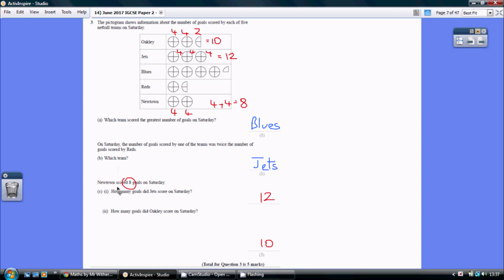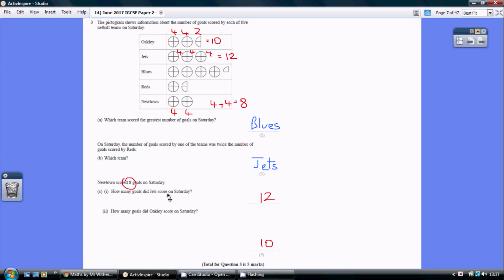Now, we're now told that Newton scored 8 goals on Saturday. So if we look at Newton, and they've scored 8 goals, well, they've got 2 of these pies, so that must mean that each of the pies is worth 4, because we're told that they've scored 8 goals in total, and 8 goals across the 2 pies must mean 4 goals per pie. So that must mean each of the quarters in a pie is worth 1 goal. So that must be worth 4 goals, 4 goals, 4 goals, 2 goals, and so on.